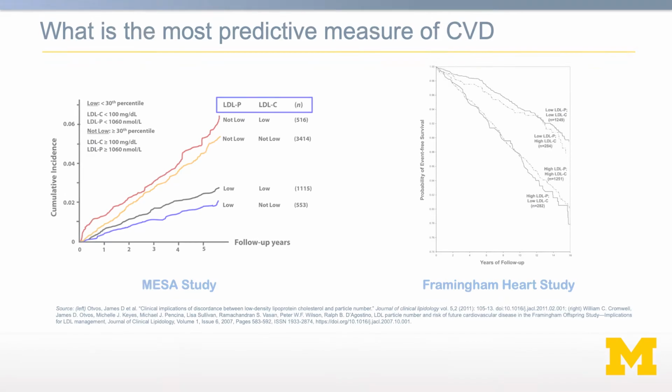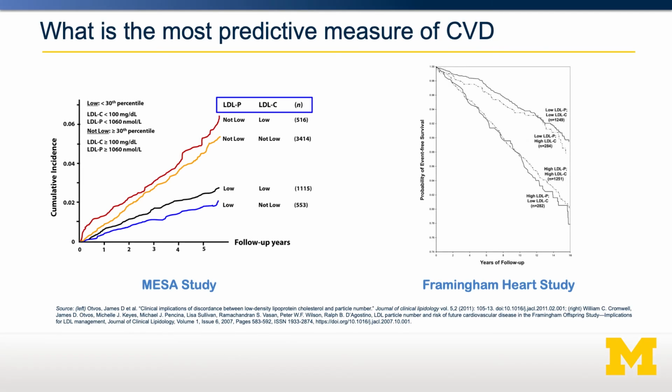But which is the best? Which number, if we only had one, would be the most prognostic of cardiovascular disease risk? It turns out it's LDL particle number. Let me walk you through why we think that. Shown here are two longitudinal studies where they assessed people's LDL particle number and their LDL cholesterol number, and then followed up either 5 or 10 years in the future. There are 4 different groups in both of these graphs. The groups are broken down into people with low or high LDL particle number and low or high LDL cholesterol numbers.